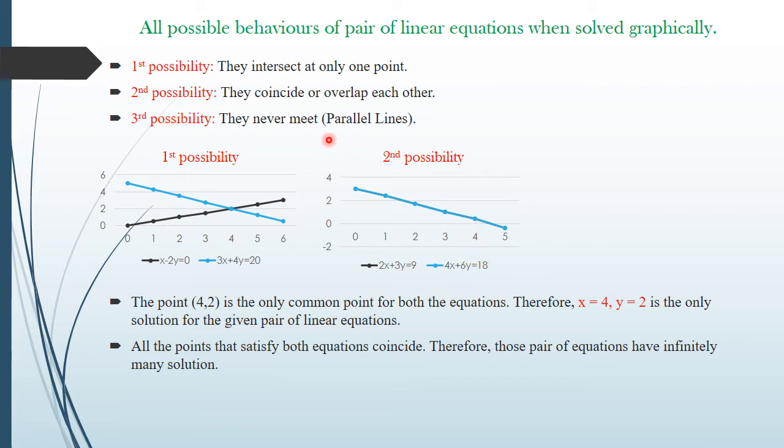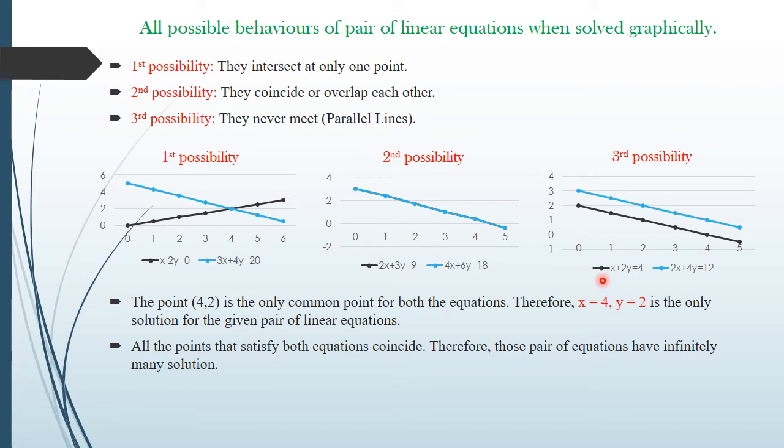Next, the third possibility is that they never meet, or we have parallel lines. If I consider two equations, x plus 2y is equal to 4 and 2x plus 4y is equal to 12, and plot them on the graph by considering different values of x and y, I see a pattern wherein those two lines never meet; they are parallel. All the points present on these lines are never going to meet, meaning this pair of equations is never going to have a common solution.